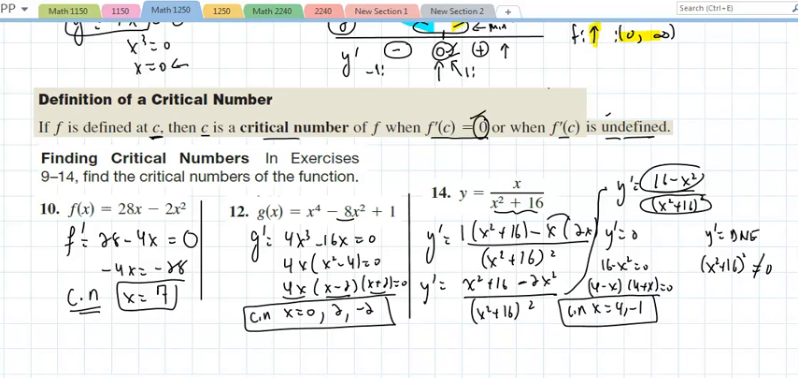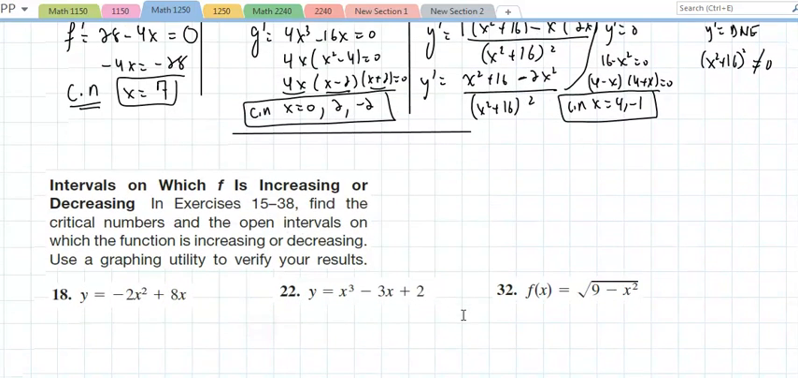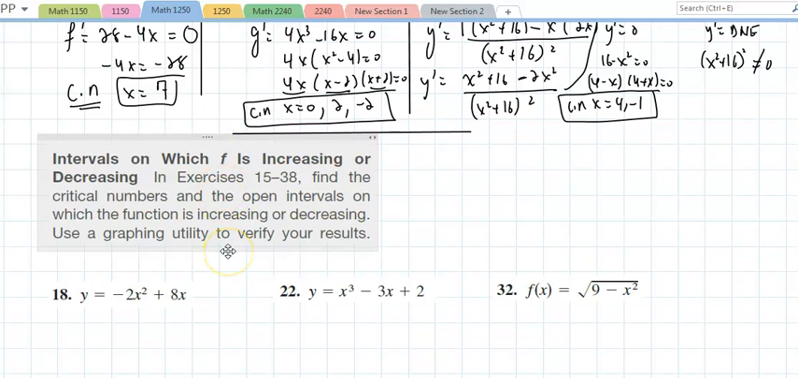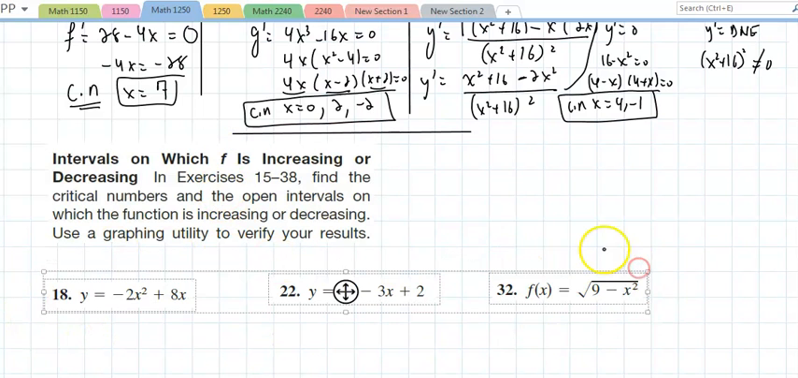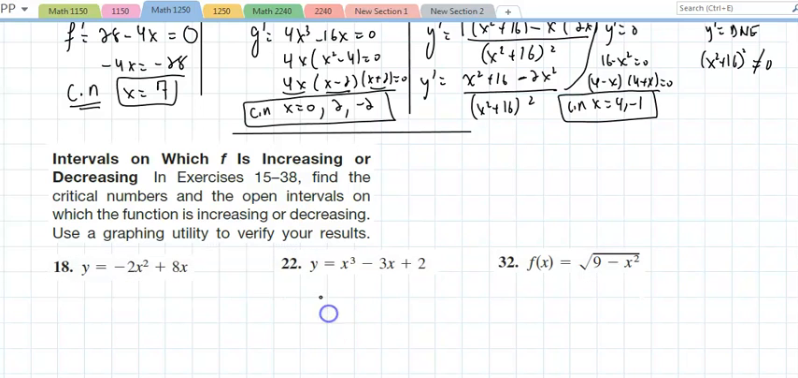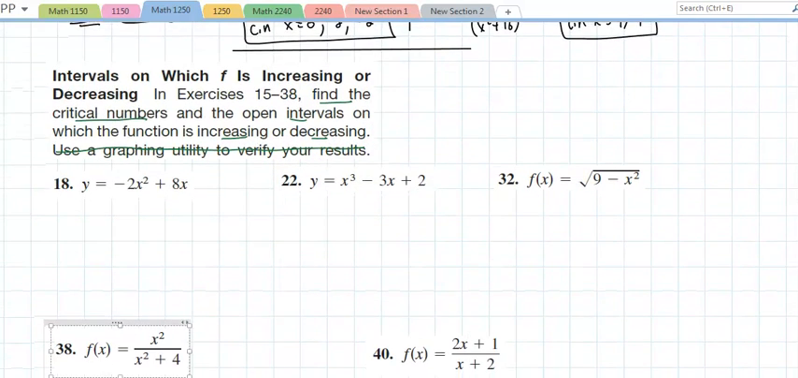And now, what's the importance of critical numbers? This is where I'm going to put on a number line and test to its left and to its right. And this is now putting the whole thing together. If I want to figure out where a function is increasing or decreasing, I need to find the critical numbers first. Find the critical numbers, and where the function increases, where it decreases, always open interval. Use a graphing utility. We're not going to worry about that. Do not allow a graphing calculator.